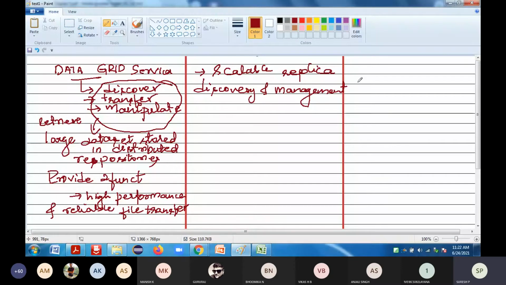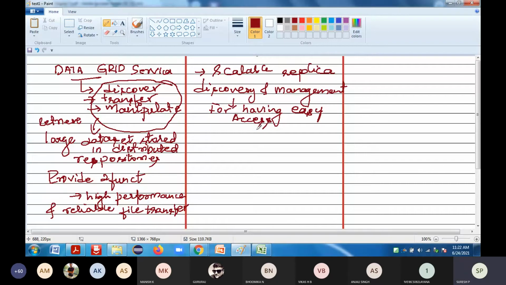For what purpose is it going to retrieve the proper data? It has to retrieve the proper data in order to have easy access. So, a scalable replica discovery and management: for what purpose? For having easy access. For easy access, you are going to have this particular functionality.